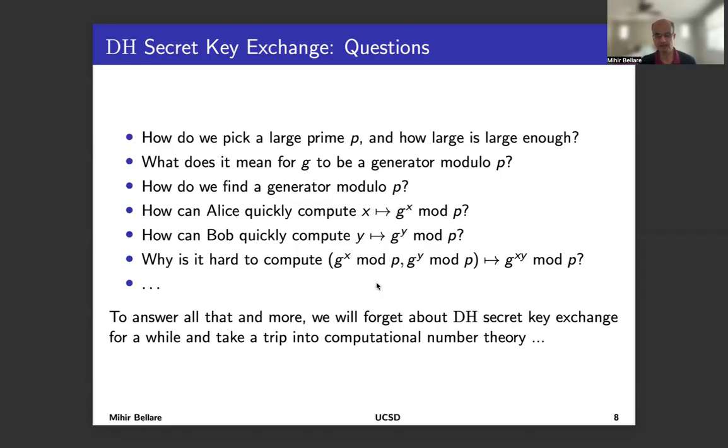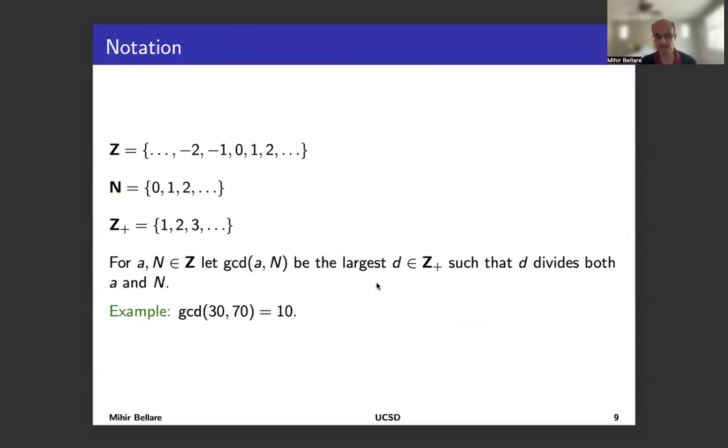So to answer all of this, we're going to, for a little bit of time, forget about Diffie-Hellman secret exchange and just take a trip into computational number theory. And we'll begin very slow with some notation and slowly start building it up. One of the sort of deceptive things about number theory is that any little piece of it is actually quite simple, yet when you put it all together, it's quite powerful. And so we have to kind of keep track of everything as it comes along.